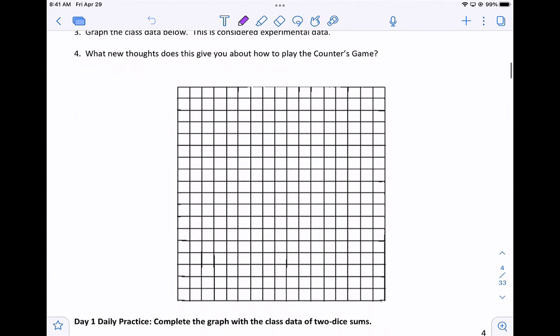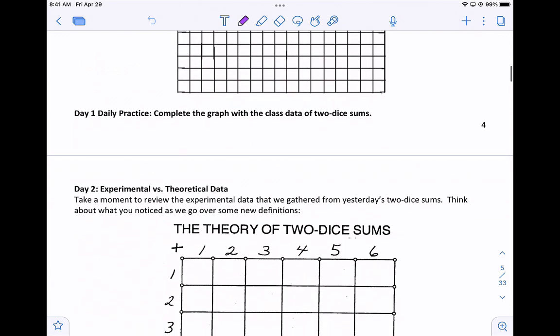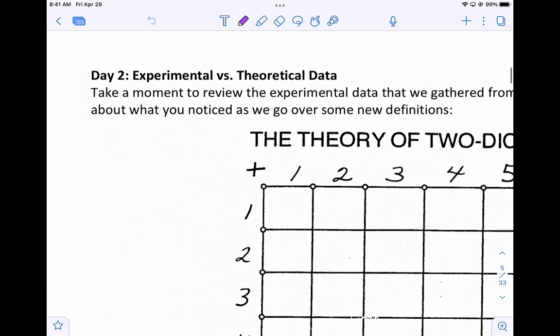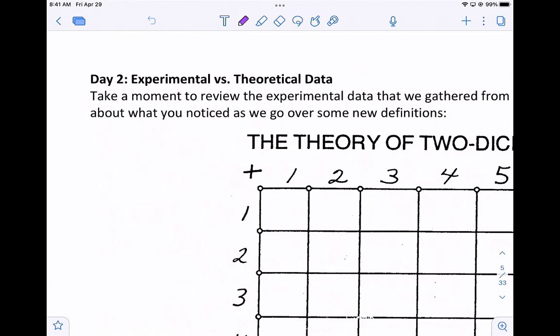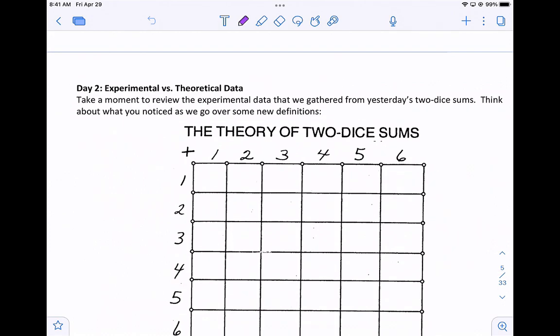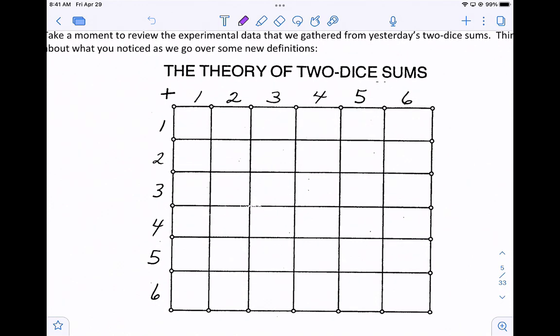Today we're going to look at, all right, theoretically what should happen. So we took a look at the class data. This is what we saw happen, but what should happen? So experimental data is, again, the data that you collect and analyze. Theoretical data is what should happen. So let's look at the theory of playing counters game when you roll two dice and add the sums together. Which numbers should pop up the most often?